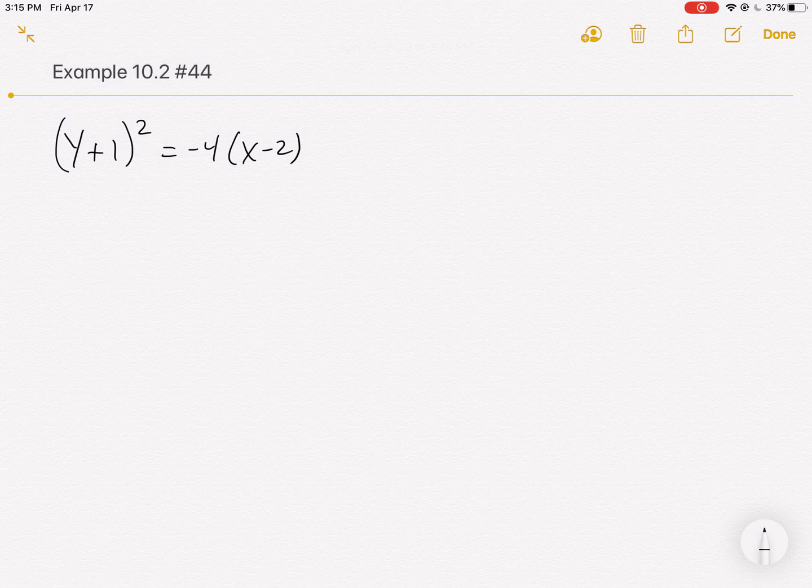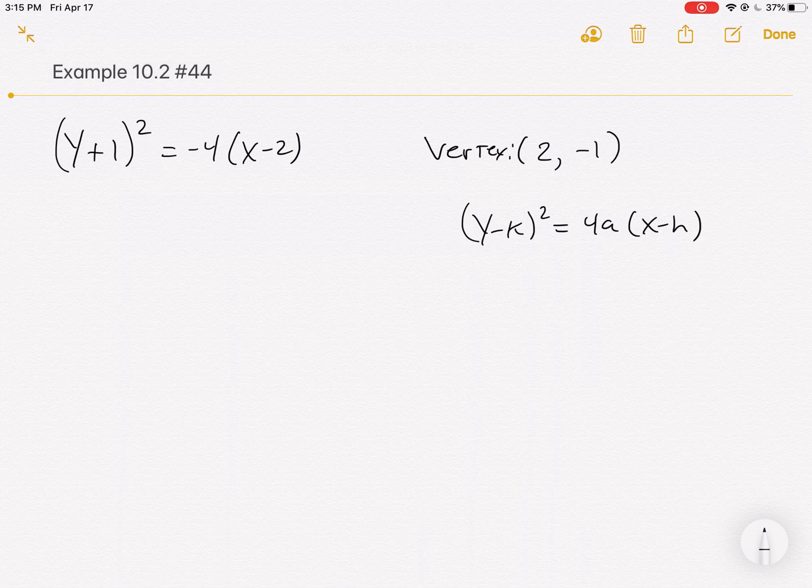So remember, when it's in its standard form, we can read a lot. Right now, we know our vertex is at (h, k), and h is 2 and k is -1. So our vertex is at (2, -1), because remember, the standard form is (y - k)² = 4a(x - h). Make sure you get the x-coordinate from the parenthesis that involves the x. That's the most common mistake, for people to work a left-right pattern as opposed to an x-y pattern.